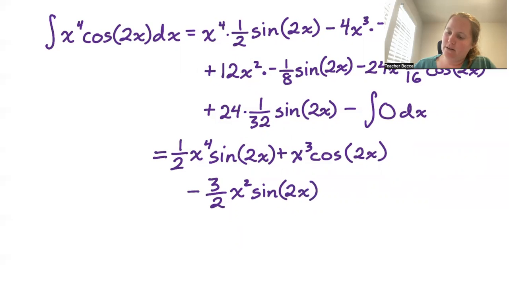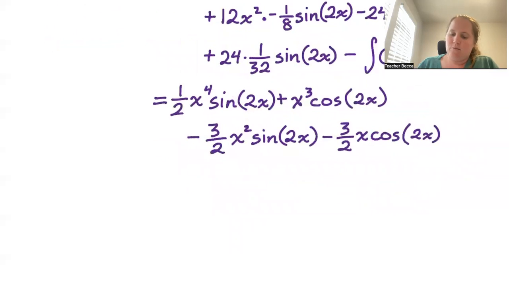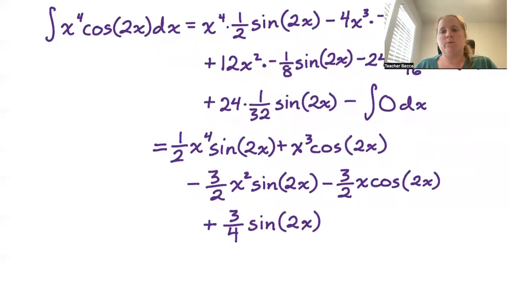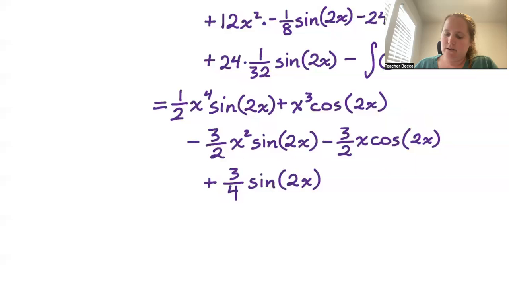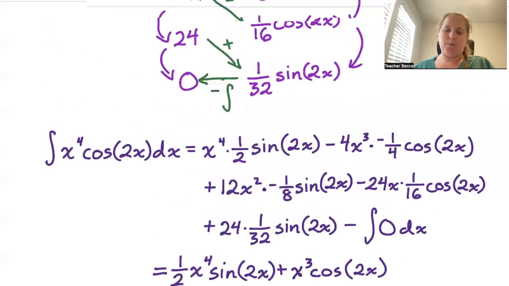Then we have minus 24/16, which is again 3/2, x cosine of 2x, plus 24/32, which is the same as 3/4 sine of 2x. Last integral, we just have plus c. So we then have plus c, and that is our integral using rapid repeated integration by parts.